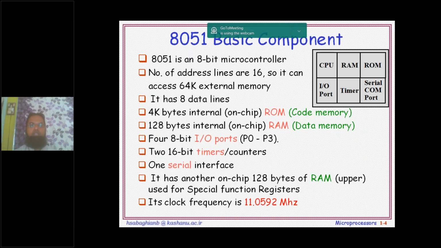Why? Because a register is not a register in the physical sense, it is a memory location. These registers are available in the upper 128 bytes of on-chip RAM. The lower 128 bytes of on-chip RAM is called data memory, where the data is stored. So it consists of on-chip 4 kilobytes of ROM and on-chip 128 bytes of data memory, that is RAM.